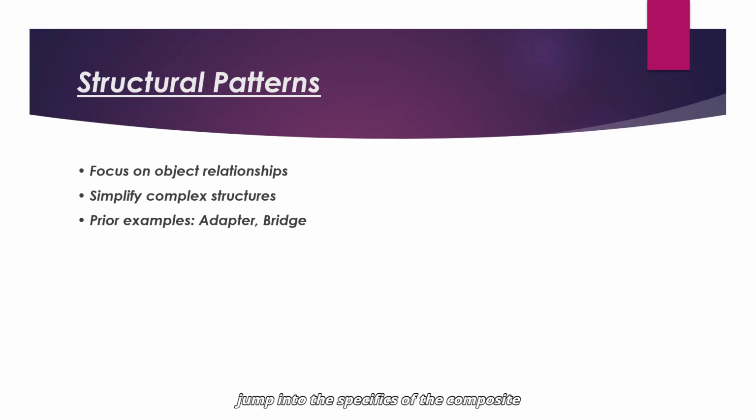Before we jump into the specifics of the composite and decorator patterns, let's do a quick recap on structural design patterns. These patterns focus on how objects and classes are composed to form larger structures. The goal is to simplify the relationships between objects and to make systems more flexible and easier to scale. We have already seen patterns like the adapter and the bridge that help us decouple classes, making them more reusable and easier to modify. Today, we will look at how the composite and decorator patterns enhance this flexibility by managing object relationships and responsibilities in a systematic way.